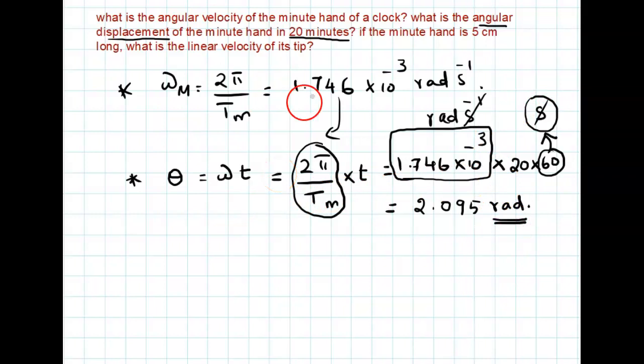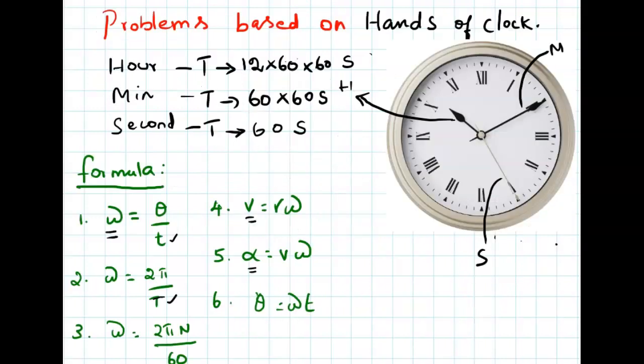Now the third question. If the minute hand is 5 centimeter long, we have to go back and check the picture. The length of the hand will be the radius of the circle. Here we are discussing the minute hand and the length is given as 5 centimeter. So the radius of the minute hand is 5 centimeter.